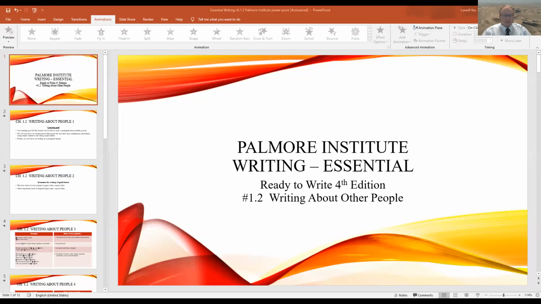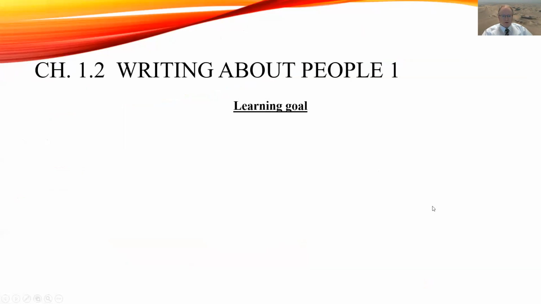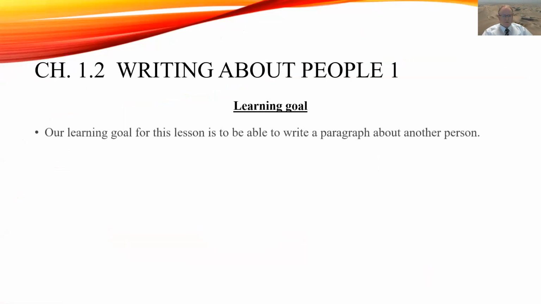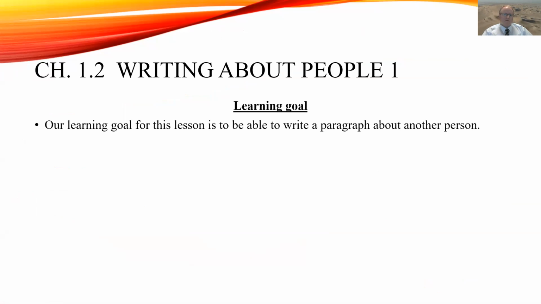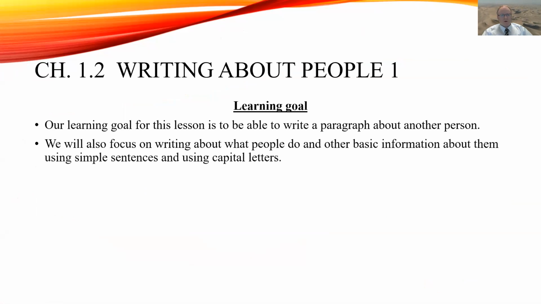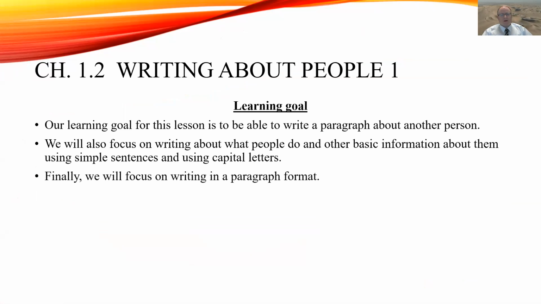Okay, in today's lesson we're looking at Chapter 1, Part 2, Writing About Other People. Our learning goal for this lesson is to be able to write a paragraph about another person. We will also focus on writing about what people do and other basic information about them using simple sentences and using capital letters. Finally, we will focus on writing in a paragraph format.